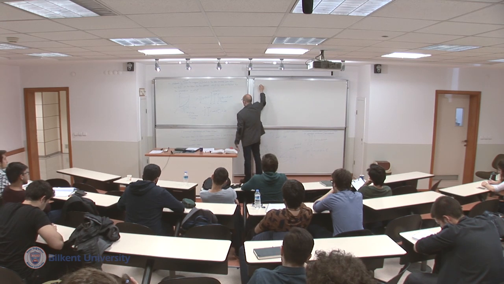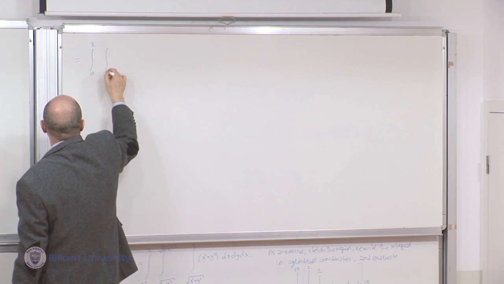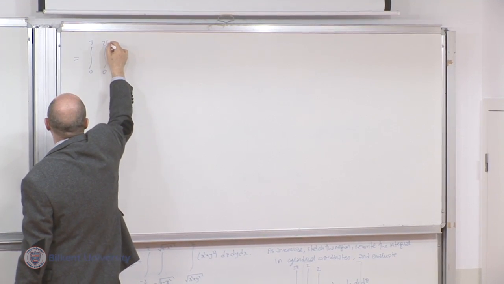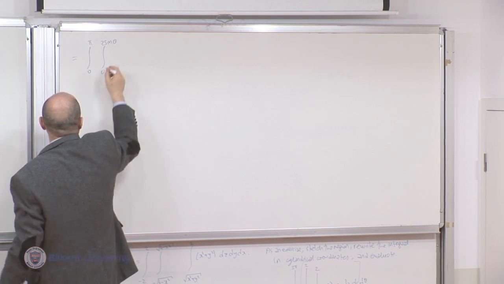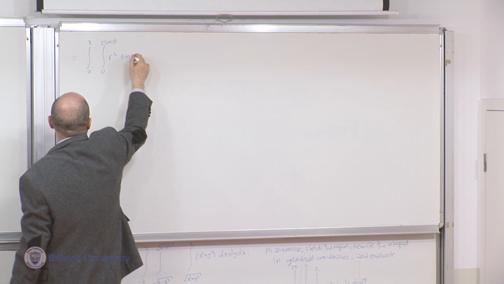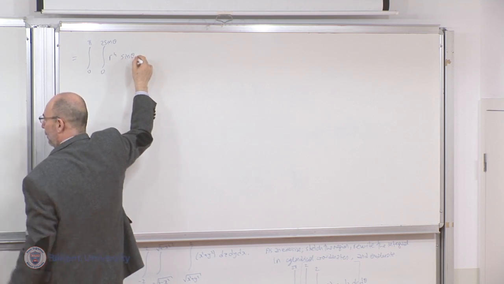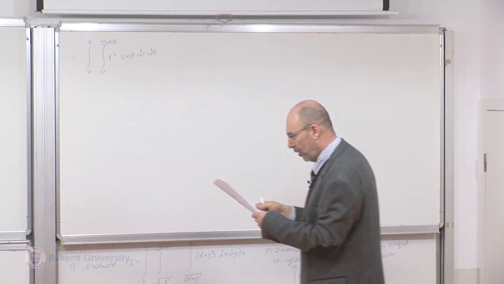Okay, so this is going to be the integral from 0 to pi, from 0 to 2 sine theta, of r to the 4 sine theta dr d theta. Okay, so let's see if I got this.